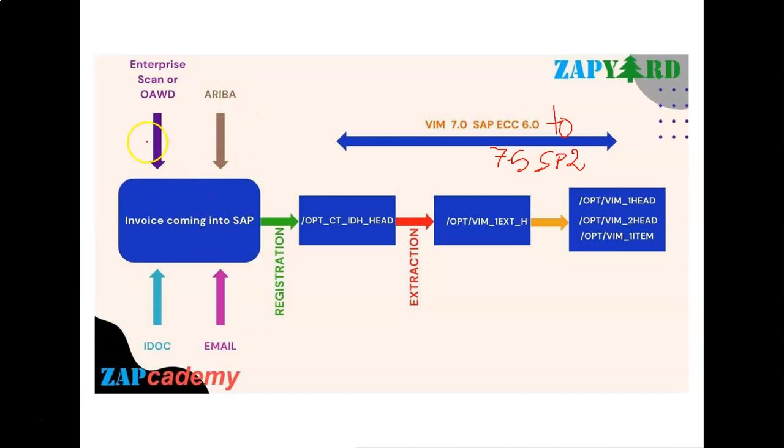When it comes to an incoming invoice into SAP, there could be multiple channels through which the invoice could be ingested into SAP and then finally onto VIM, right? Because we all know that VIM is an add-on on SAP. So whether the invoice comes via OAWD, as in either we direct scan and use the OAWD transaction to directly archive the invoice, or via Ariba, or via any EDI channel such as iDoc, or the most popular one, via email. So once the invoice comes into SAP, then it goes for registration.